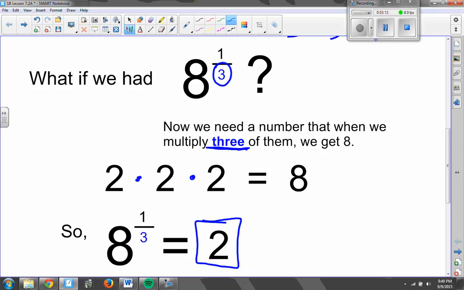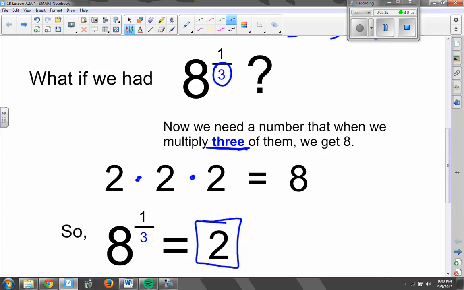That would be the simplified version of 8 to the 1/3 power, because 2 is the number that when we list it out 3 times and multiply them, we get 8. So that's really what we're talking about: some number that when we multiply it together that many times, we get the number we're starting with.